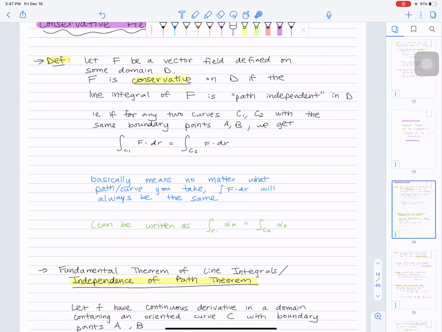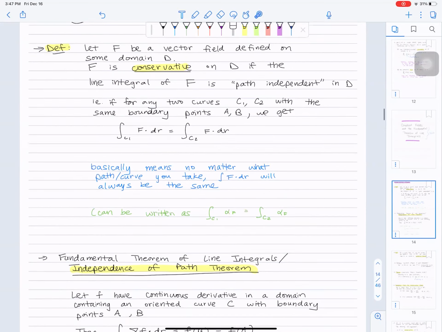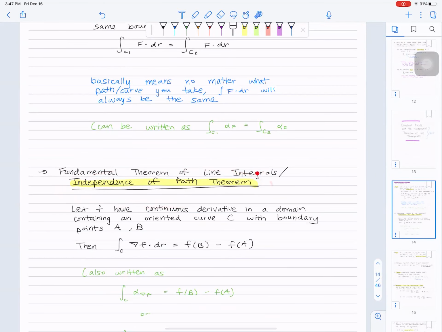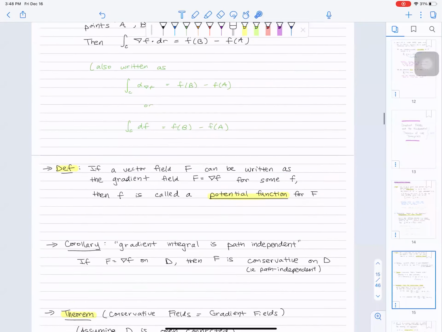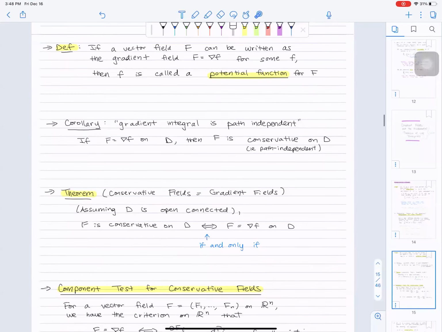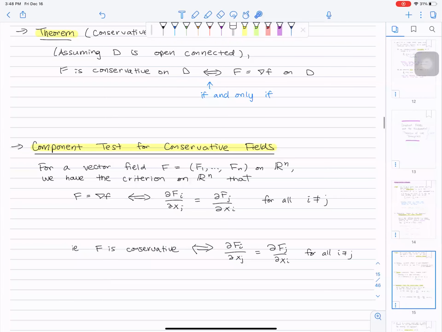If your field is conservative, or it's a gradient field, then I can use the independence of path theorem. What does that say? That says that instead of doing all the hard work and taking that integral, which would take a lot of time, you can instead find the potential function. This lowercase f is called the potential function. You plug your endpoint into f, and then you subtract what you get when you plug your starting point into f. I do have an example coming up, but let's keep going a little bit. So how do you check if you can use the independence of path theorem?